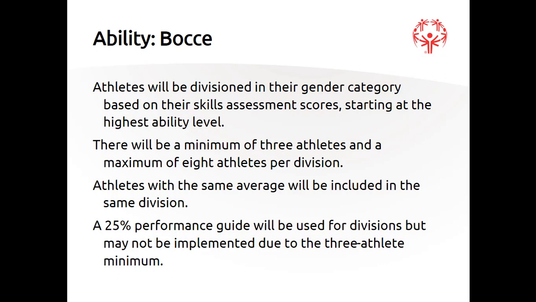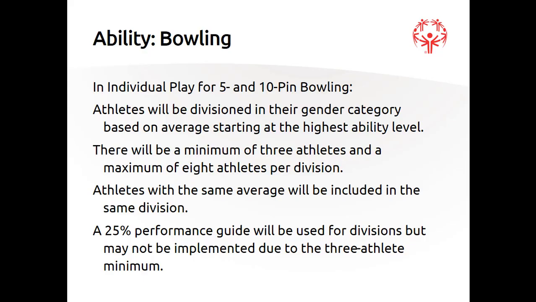In bocce, athletes will be divisioned within their gender category based on their skills assessment scores, starting with the highest ability level. Divisions will be made up of a minimum of 3 athletes and a maximum of 8. Athletes with the same average will be included in the same division. A 25% performance guide will be used to determine divisions, keeping in mind that the 3 athlete minimum division size will also be implemented.